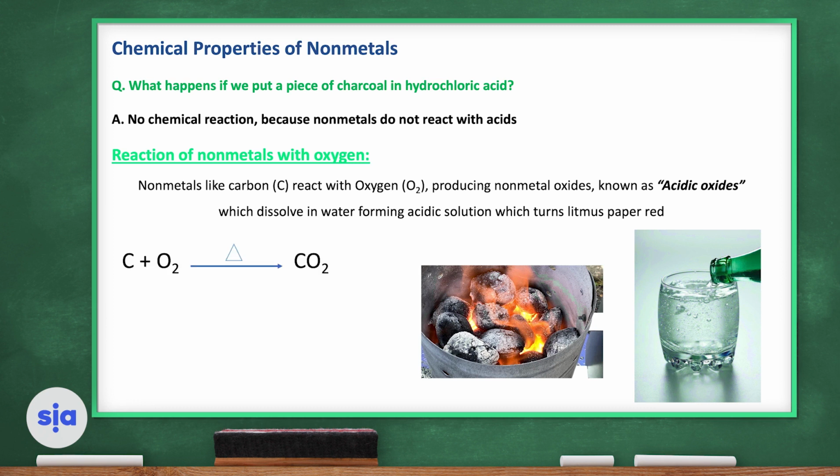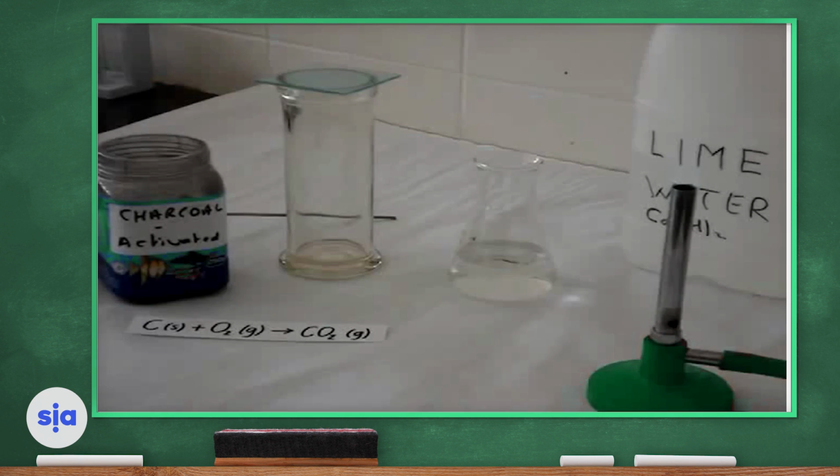This is the chemical equation. Carbon plus oxygen, when heated, will give carbon dioxide. And carbon dioxide, when dissolved in water, will give carbonic acid. Let's watch this video together.